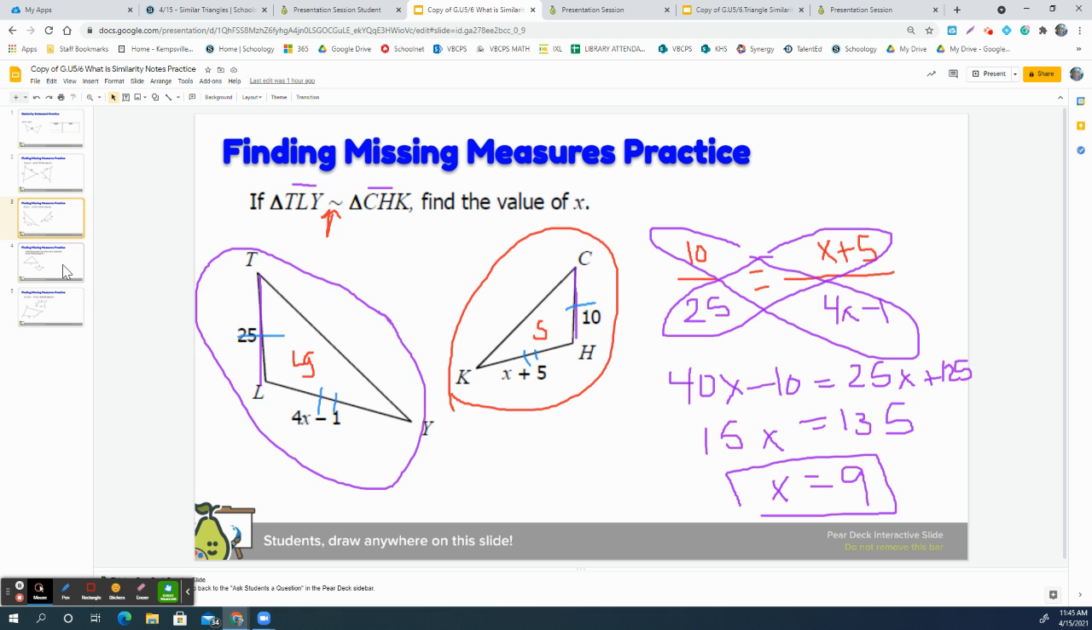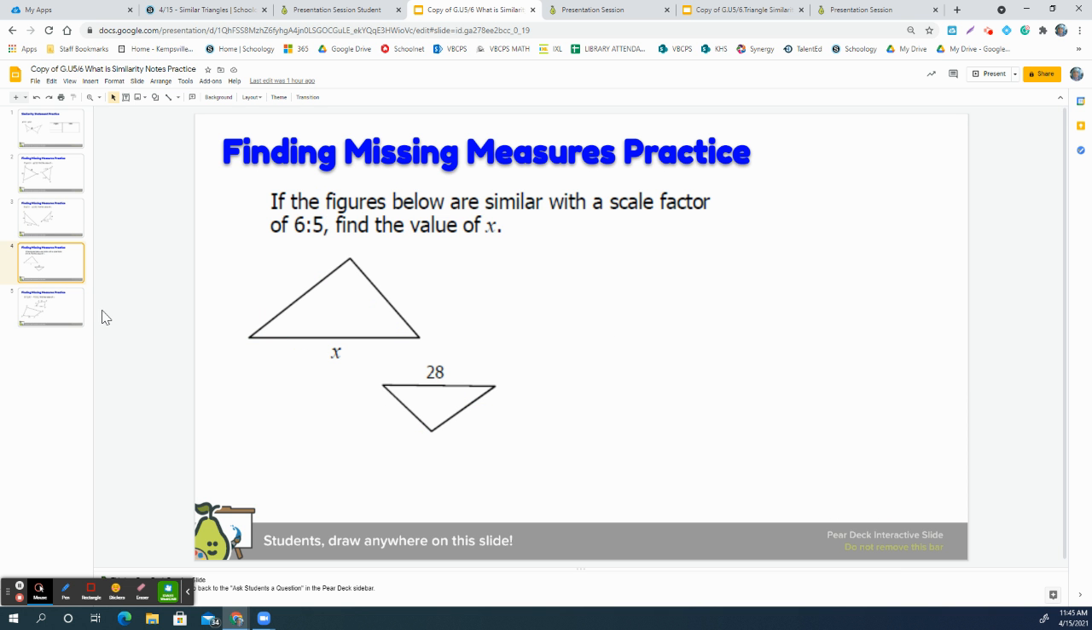If we don't have any questions, let's look at number 4. Number 4 is a little bit different. So I need you guys to talk to me at this point. We did one of these in the notes, but it was only one, and it was a handful of examples ago. So what do I do when I have a scale factor? How would you start this? What do you know?